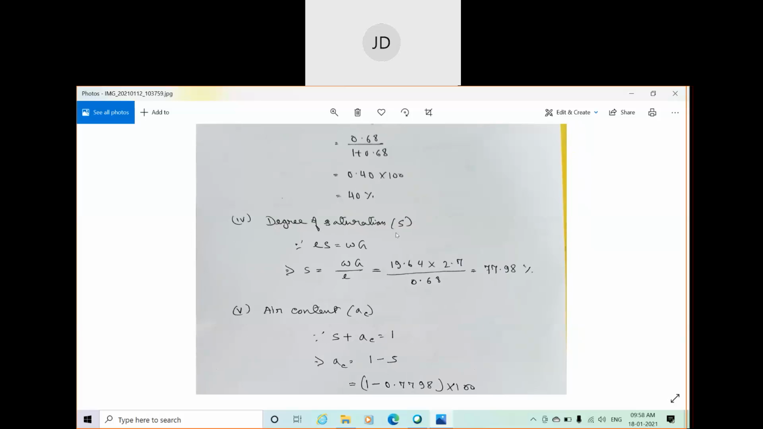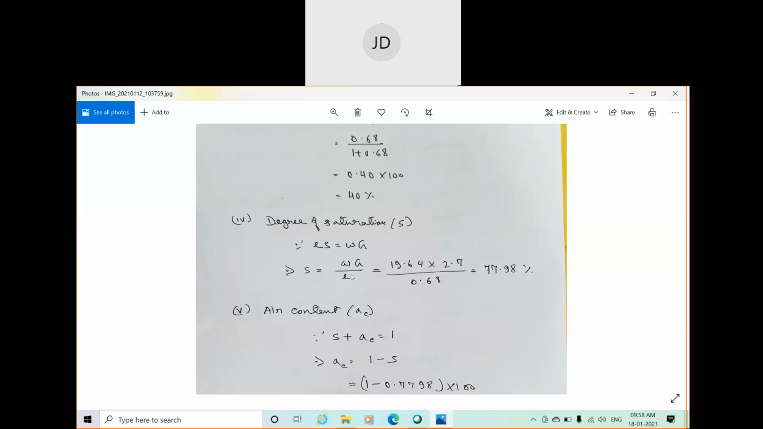After that, let's find out the degree of saturation. Now what is degree of saturation? Volume of water by volume of voids. Now we also know a correlation between void ratio, degree of saturation, specific gravity, and moisture content. What is the relation between these four parameters? This is eS equal to wG. You have to remember this very important formula. In this formula, void ratio is known to you, water content is known to you, specific gravity is also known to you.